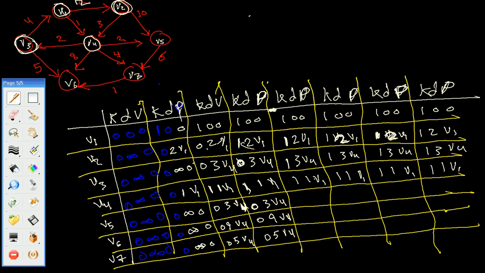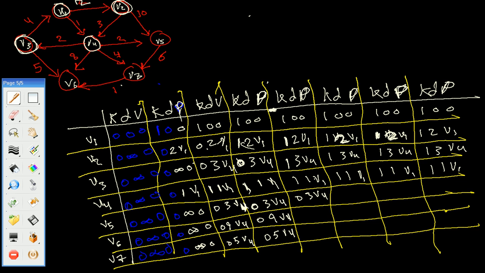After that, we need to move from V1 to V5. So V1 to V5, we go this way, this way. This is okay. V5 remains the same. So 0, 3, V4. Okay, we need to move to V6.